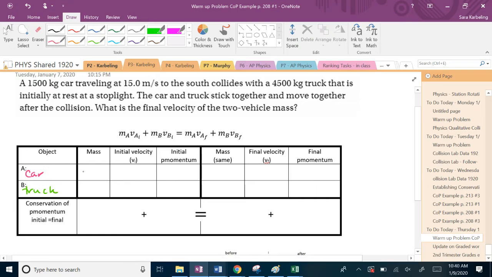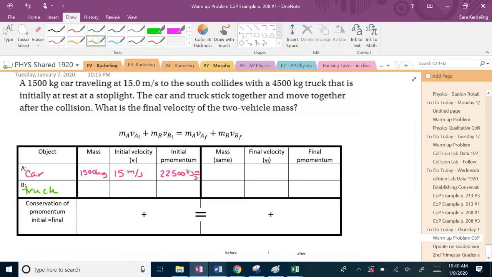The mass of the car is 1,500 kilograms, and its initial velocity is? It is 15 meters per second. So does the car have momentum at the beginning? Yeah, how much? Say it loud so I can hear you. 22,500 somethings. 22,500 what? Kilogram meters per second. It's kind of a cumbersome unit, but that's what it is, and we'll go with it.